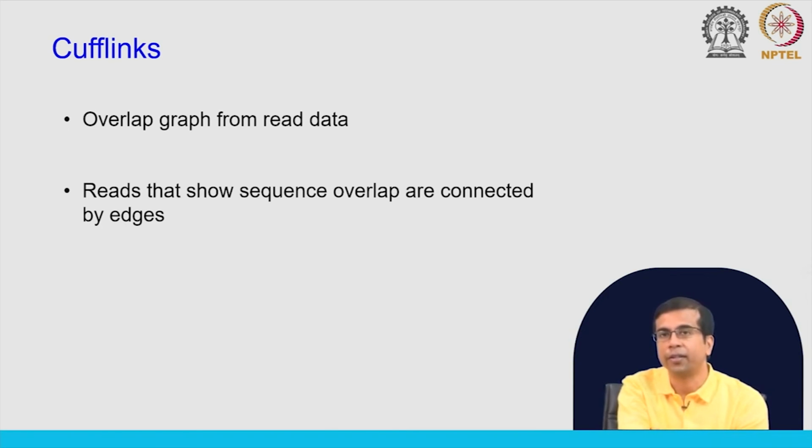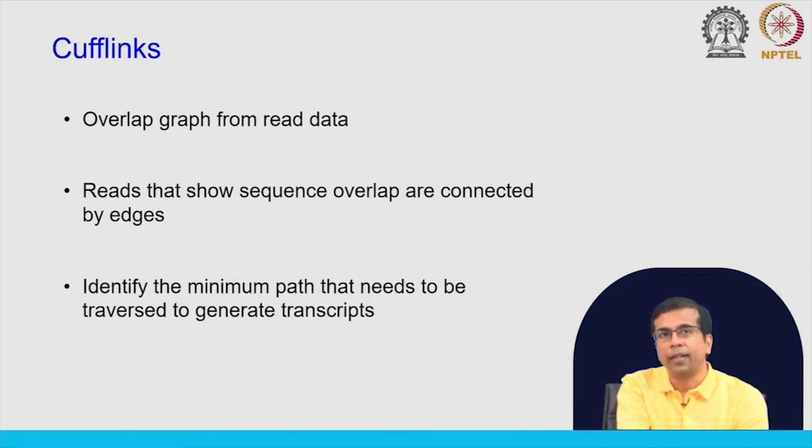They are part of the same transcript because they are showing sequence overlap. At least part of them are identical in sequence. That is why they are represented in a graph. Again, this is a very similar idea, and we will illustrate a bit more when we talk about genome assembly. Now, what it does next is identify the minimum path that needs to be traversed to generate transcripts.